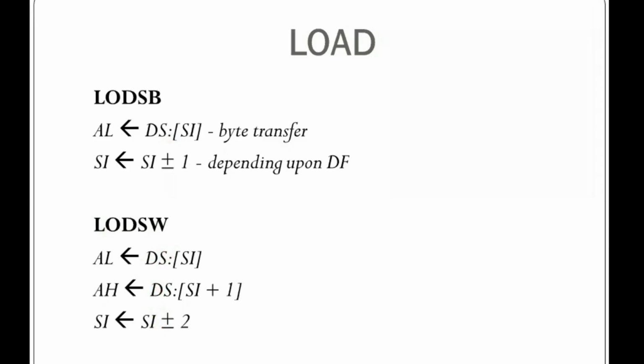Now let's see what these 2 lines are. Who is getting the value? AL is getting the value from where? From data segment to AL. After getting the first value to AL, do you want to increment SI or decrement?